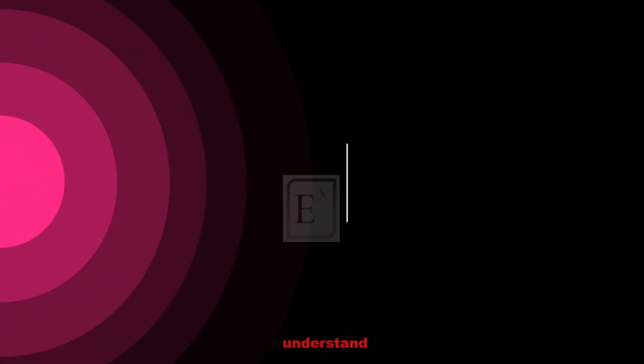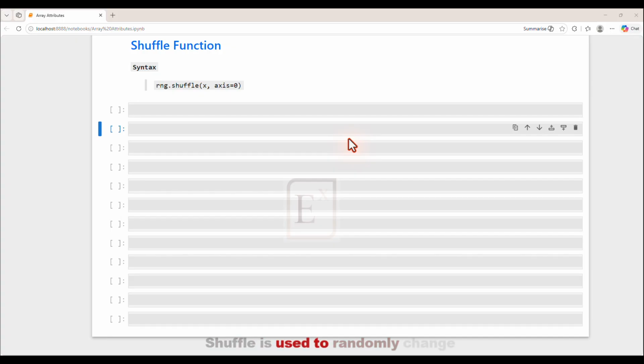Now let's understand the shuffle function in NumPy. Shuffle is used to randomly change the order of elements in an array. That means it does not create a new array. Now let's see the syntax of the shuffle function. Here x is the array or list to be shuffled, and axis is the axis along which to shuffle. By default, axis is 0, for rows. Now let's take an example.